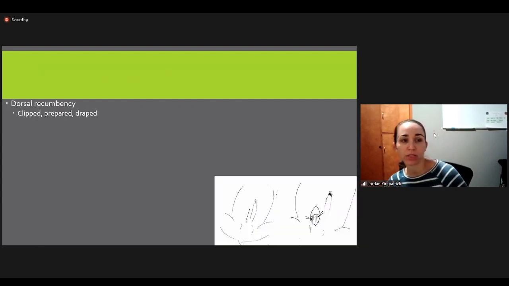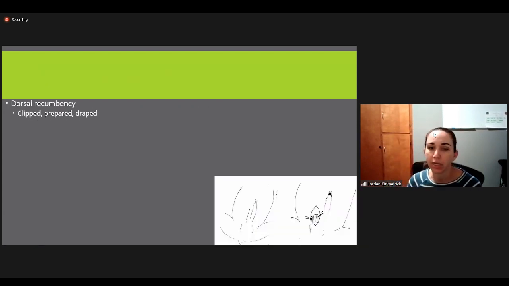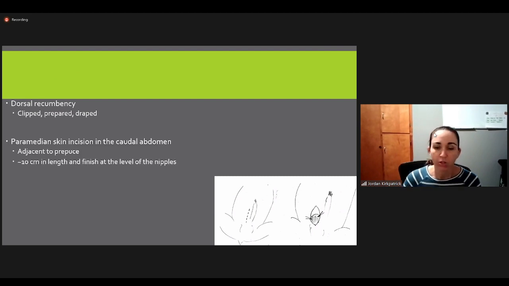So to do this procedure, they're placed in dorsal recumbency and the surgical site is clipped, prepped, and draped. You do a paramedian skin incision in the caudal abdomen adjacent to the prepuce, as noted here. It's usually about 10 centimeters in length, but sometimes it has to be longer depending on how big the bladder is and things like that.